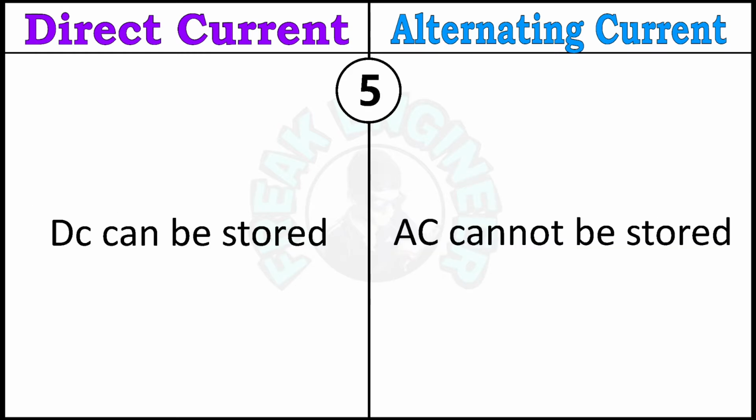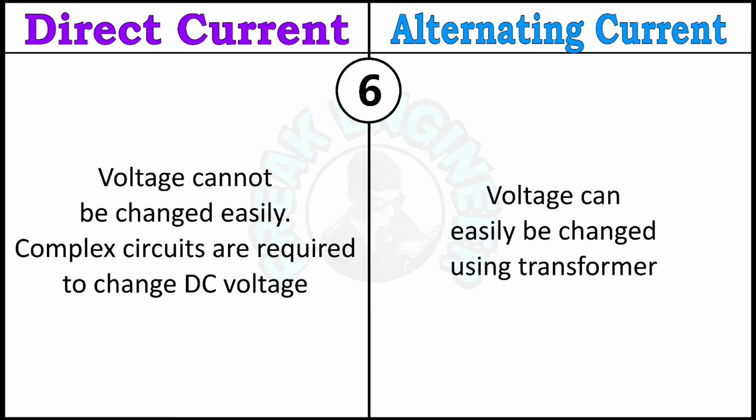Number 5. DC can be stored and AC cannot be stored. Number 6. DC voltage cannot be changed easily. Complex circuits are required to change DC voltage. AC voltage can easily be changed using a transformer.